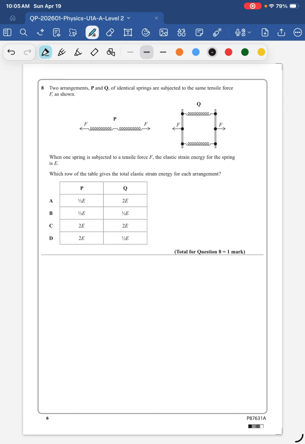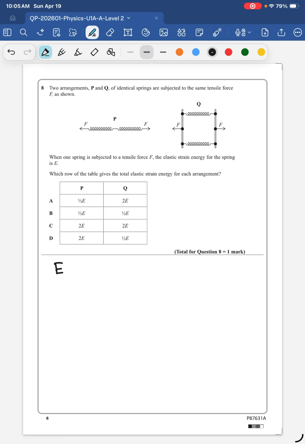Two arrangements P and Q of identical springs are subjected to the same tensile force F as shown. When one spring is subjected to a tensile force F, the elastic strain energy of the spring is E. Which row of the table gives the total elastic strain energy for each arrangement? I'm going to show you 2 ways to solve it. Let's start with the first one.